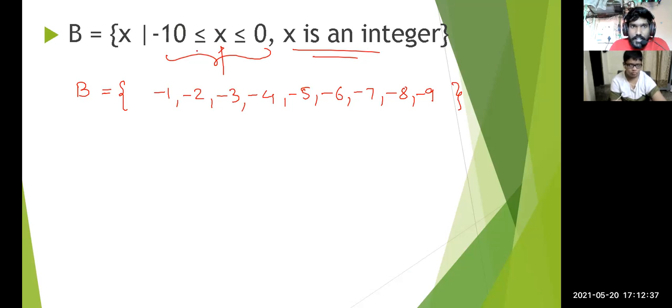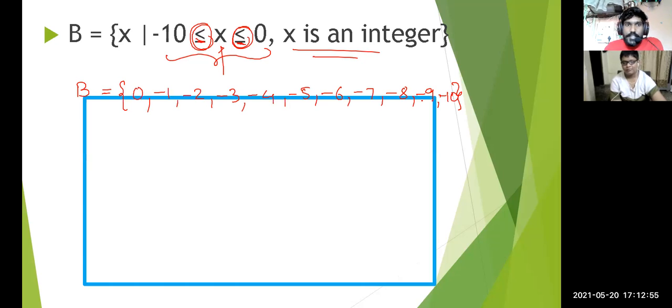Look at this sign here. It is greater than or equal to, less than or equal to. So there is an equal to. What are you missing? 0 and -10. Correct. So this is your set B.